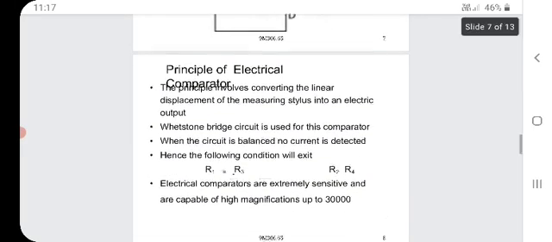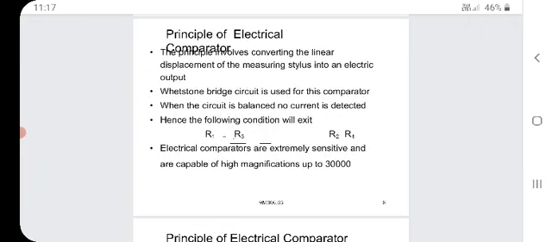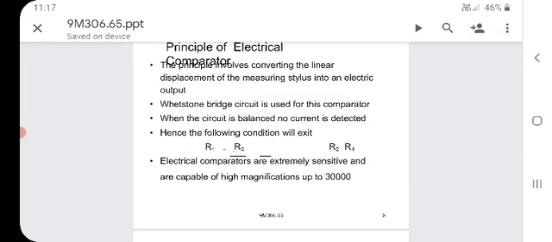The principle of electrical comparator. The principle involves converting the linear displacement of the measuring stylus into an electric output. A Wheatstone bridge circuit is used for this comparator.